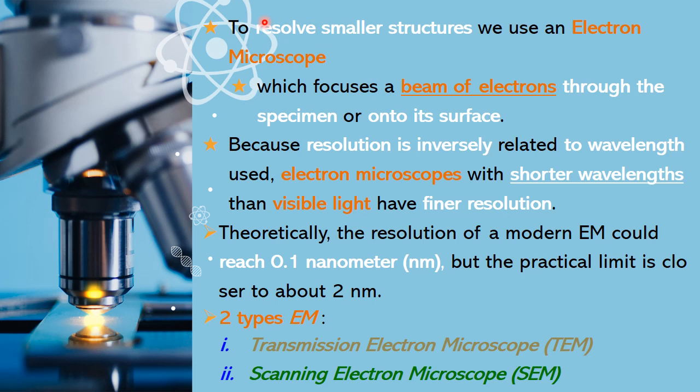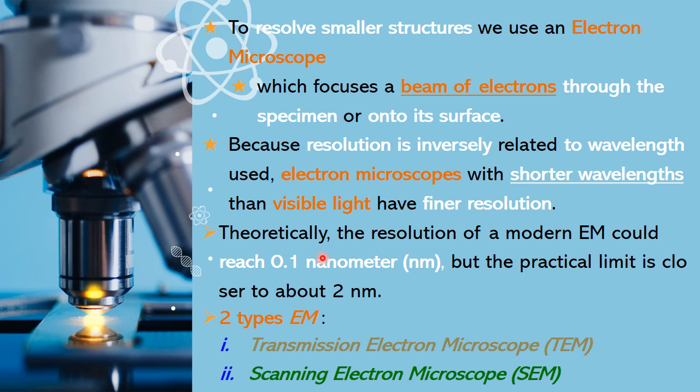Okay, as I mentioned earlier, to resolve a smaller structure, we can use the electron microscope. The electron microscope focuses a beam of electrons through the specimen or onto its surface, depending on the type of electron microscope. Because resolution is inversely related to wavelength, the electron microscope, with a shorter wavelength than visible light, will have finer resolution.